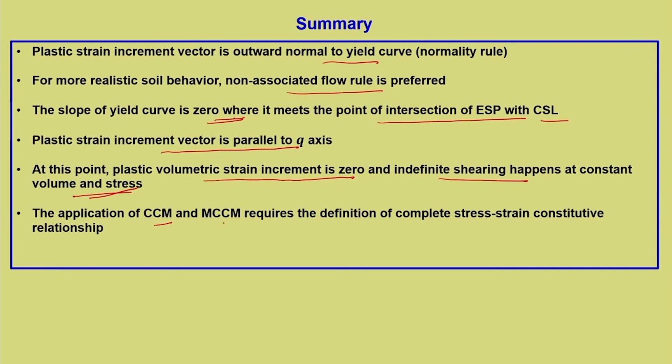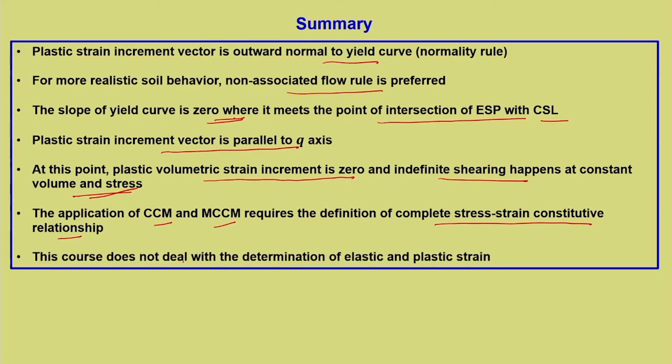The application of CCM and MCCM requires the definition of the complete stress strain constitutive relationship. Now this course does not deal with the determination of elastic and plastic strain. We have defined the basic elements of plasticity behavior, but the complete constitutive relationship beyond yielding we have not defined. That means the plastic strain we are not actually determining in this particular course. Okay, so that is all for the critical state models. Now we will see a bit about prediction of critical state behavior in the next lecture. So, that is all for now. Thank you.